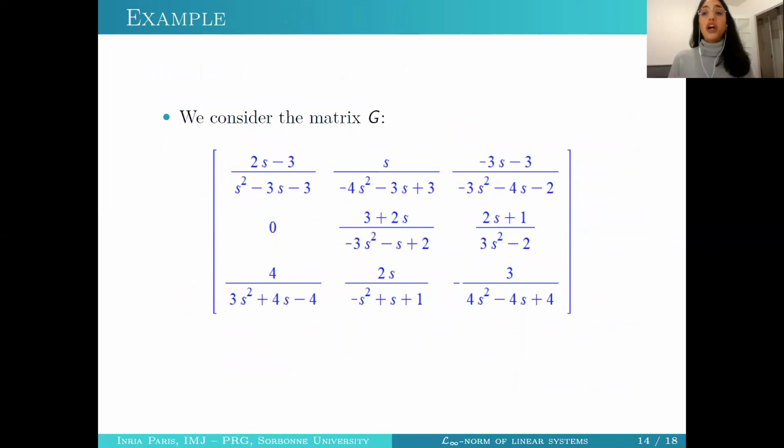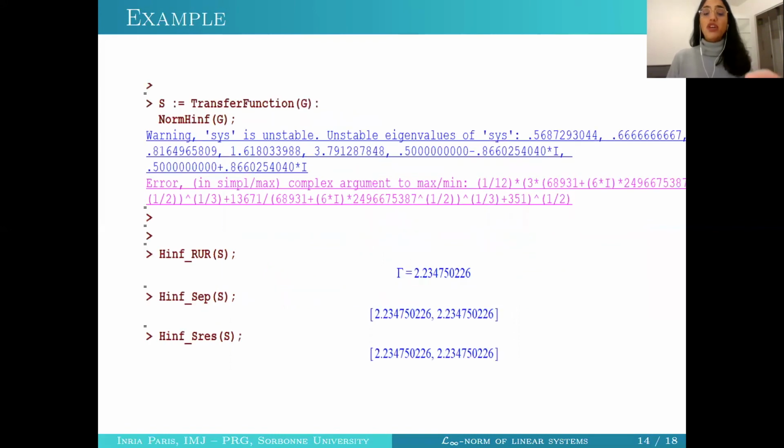Moreover, we tried more than one random matrix to study more this numerical function norm H1, and we noticed that for many matrices, for example for this one, the norm H1 applied to this function returned an error. It didn't even function.